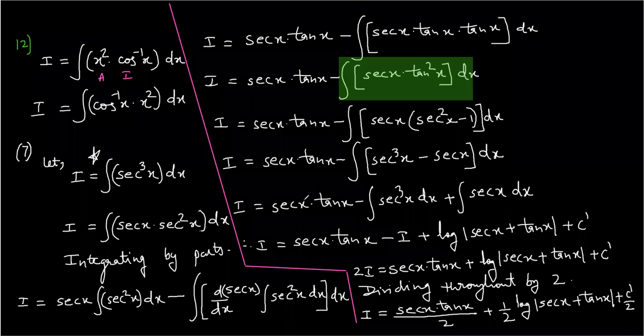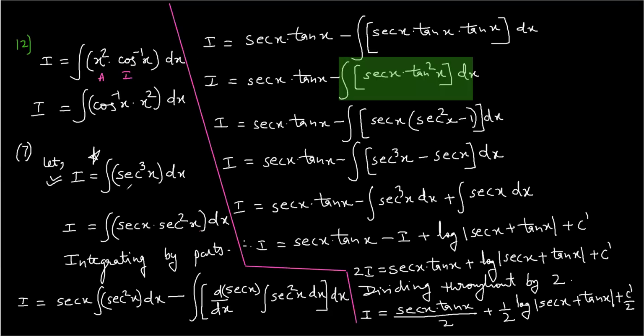I hope you all must have understood how to integrate sec cube x dx. You can see this whole solution once again and then try solving this on your own. Don't forget to write c dash by 2 as c. This is not the final answer. You will write c dash by 2 as c, and that will be your final answer. Now I give you a practice problem based on the same.